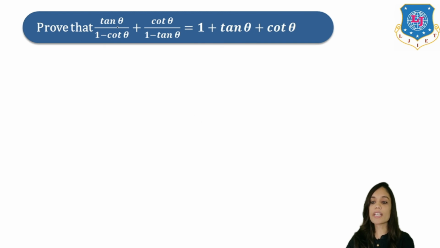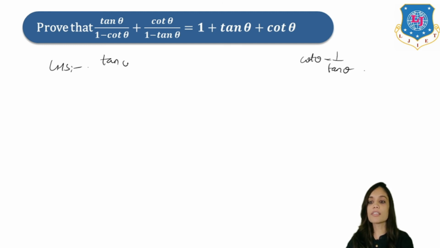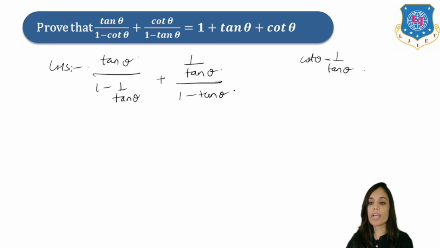We have to prove that tan theta upon 1 minus cot theta plus cot theta upon 1 minus tan theta is equal to 1 plus tan theta plus cot theta. So let us start with our LHS. Firstly, we will convert everything into tan theta. So I will replace my cot theta by 1 upon tan theta. So let us replace and start the example. So tan theta upon 1 minus 1 upon tan theta, plus we can write here 1 upon 1 minus tan theta.